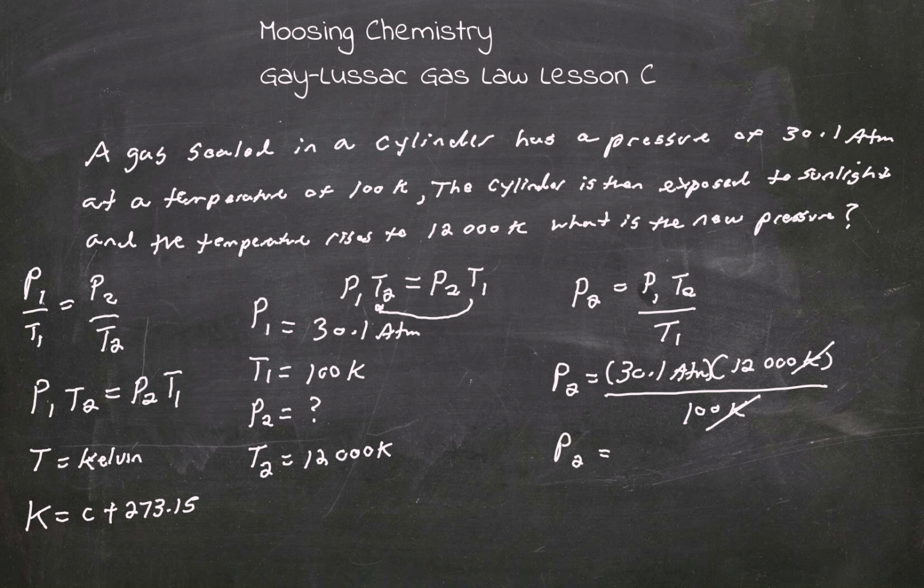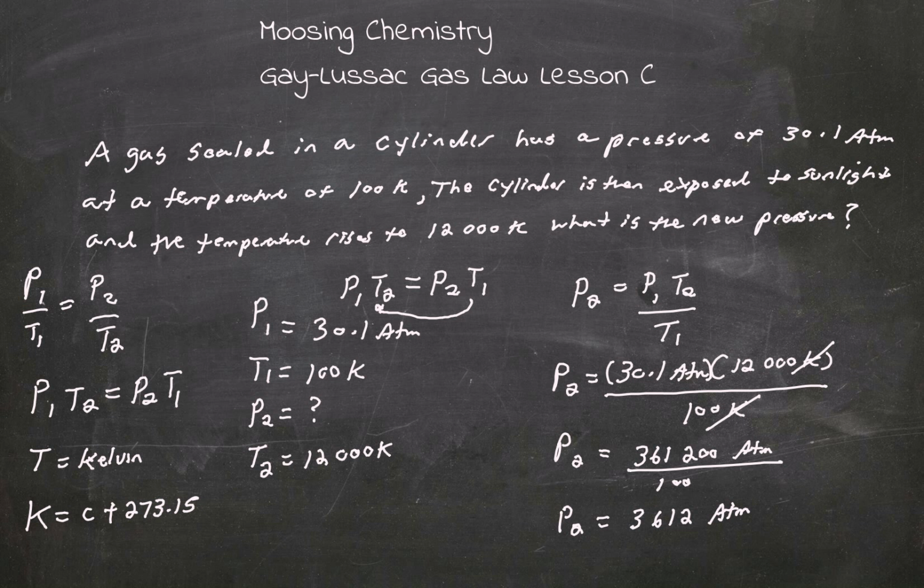So we got 12,000 times 30.1, which gives me 361,200 over 100, so we're going to divide that by 100. Wow, I hope that cylinder is pretty darn strong because you're looking at 3,612 atmospheres. Hey, just for heebie-jeebies, you don't know how many pounds per square inch that is?